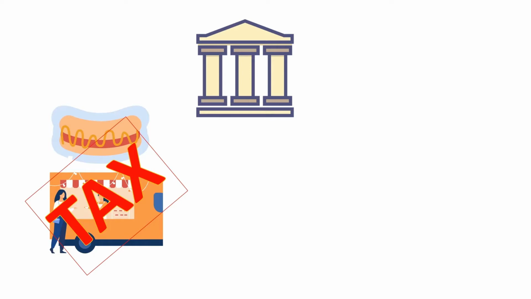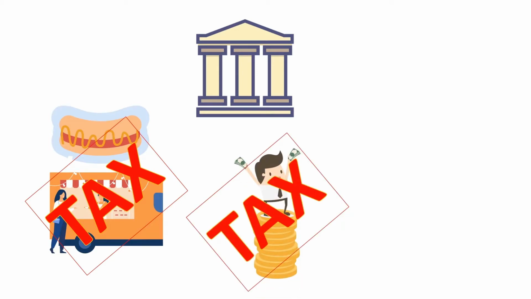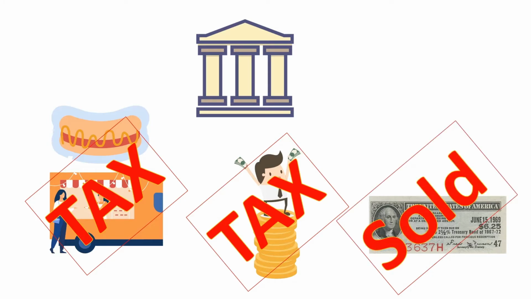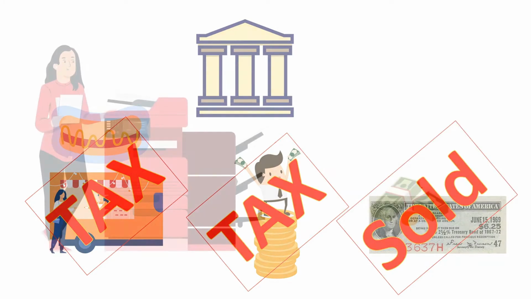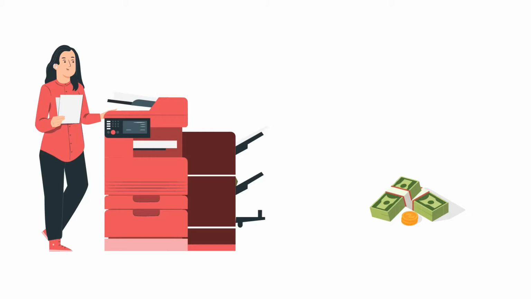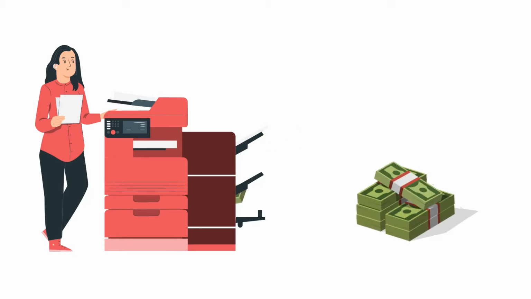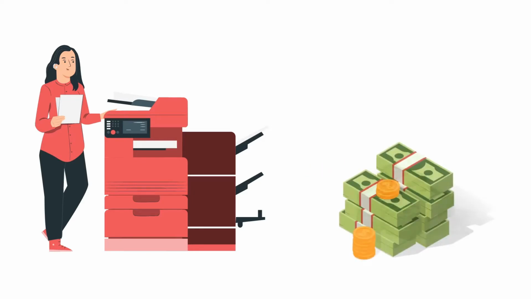Government can raise revenue in various ways. First, they can tax goods and services, or they can tax the income of the people, or sell bonds in the open market. Government can also print money as a way to raise revenue. And this is called the inflation tax.